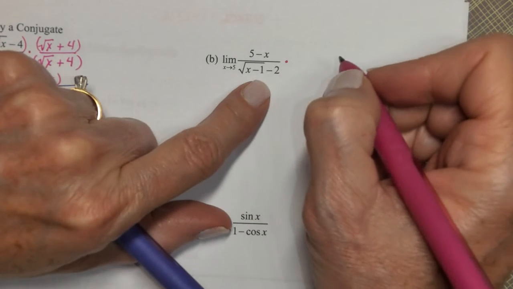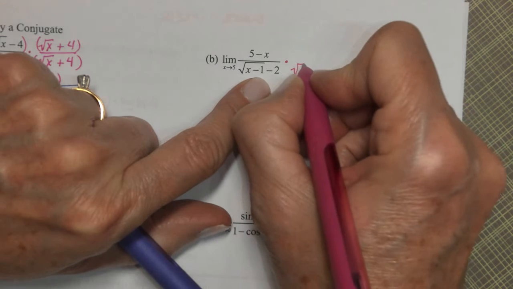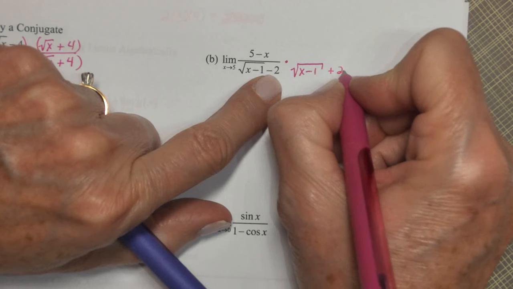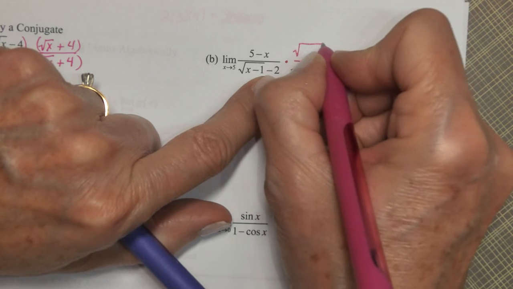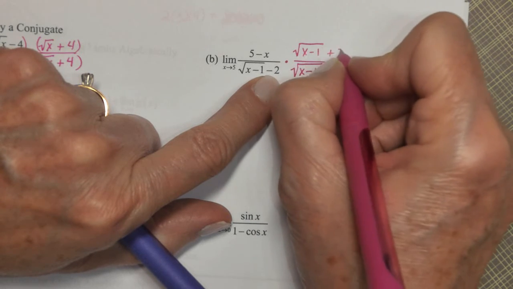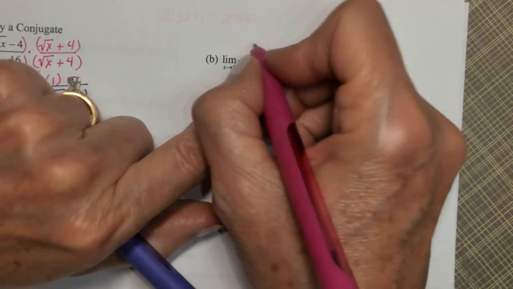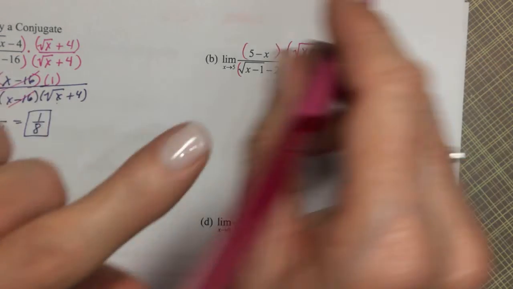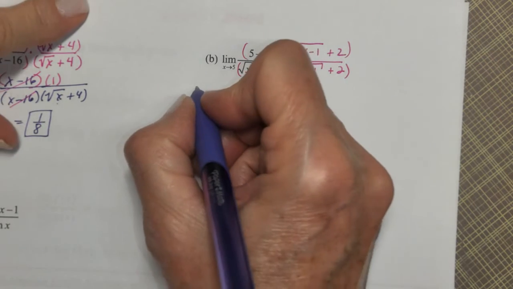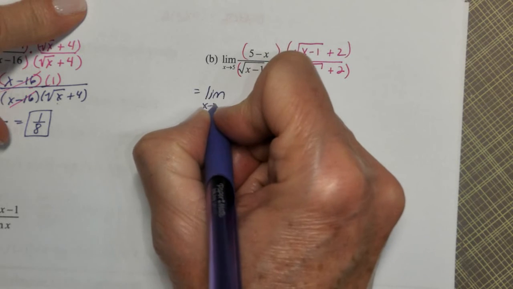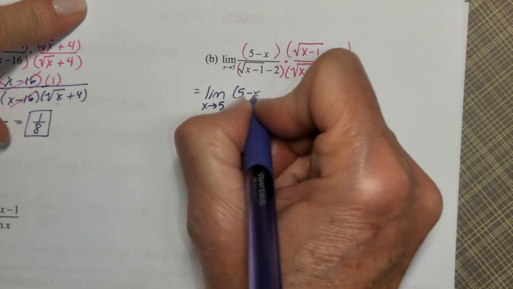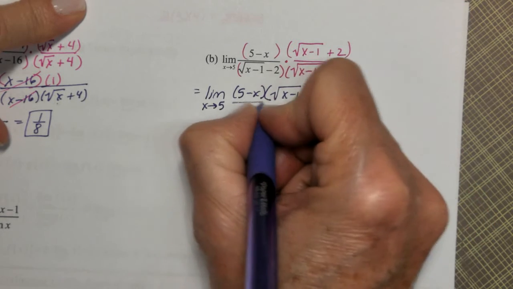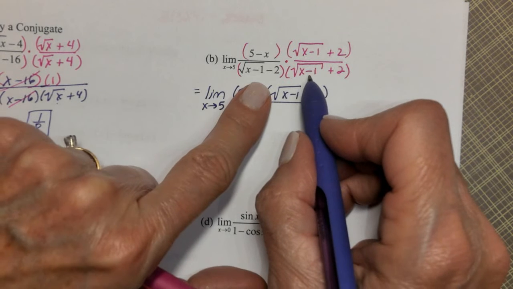I go to where my square root is, and I'm going to multiply by the conjugate of that, so square root of x minus 1 plus 2 over the square root of x minus 1 plus 2. Okay? I'm not going to multiply where my conjugates are not, so I'm leaving my numerator, in this case, alone. I am multiplying where my conjugates are, though.